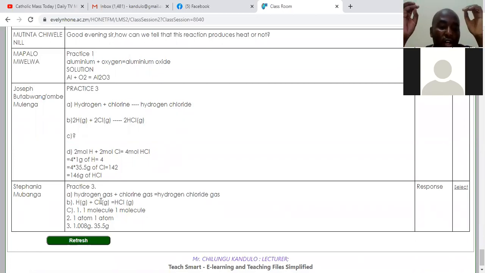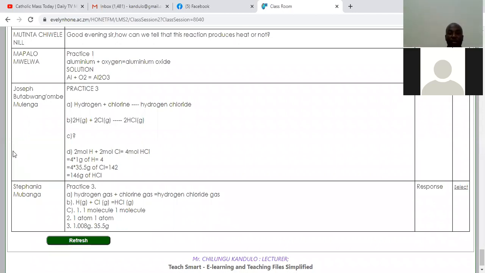Remember that chlorine and hydrogen, I stated them. You should be reading them. Those ones exist as diatomic molecules. So instead of just writing hydrogen, you should write it as H2 plus Cl2, giving us 2 HCl.